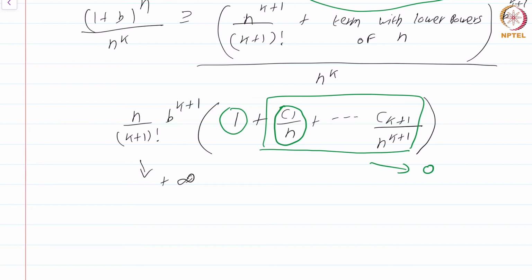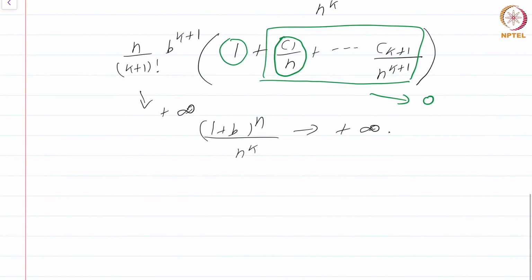Okay. So, what we have shown is that 1 plus b the whole power n by n power k is in fact greater than or equal to a quantity that goes to plus infinity. So, 1 plus b the whole power n by n power k diverges to plus infinity as required. Okay. So, even when you take an exponential and divide by a higher degree term, you still get divergence to plus infinity. Now, example 3, as you can guess, is going to be an exercise for you.